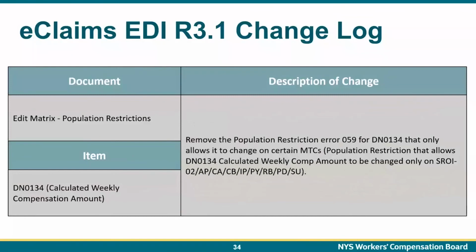For eClaims change log number 52, we again modify the population restriction, in this case for DN 134, calculated weekly compensation amount. We removed the population restriction error for 059 for DN 134 that only allowed it to change on certain MTCs. That population restriction allowed the DN 134 to be changed only on the SROI 02, AP, CA, CB, IP, PY, RB, PD, and SU. It can now be changed on any SROI.